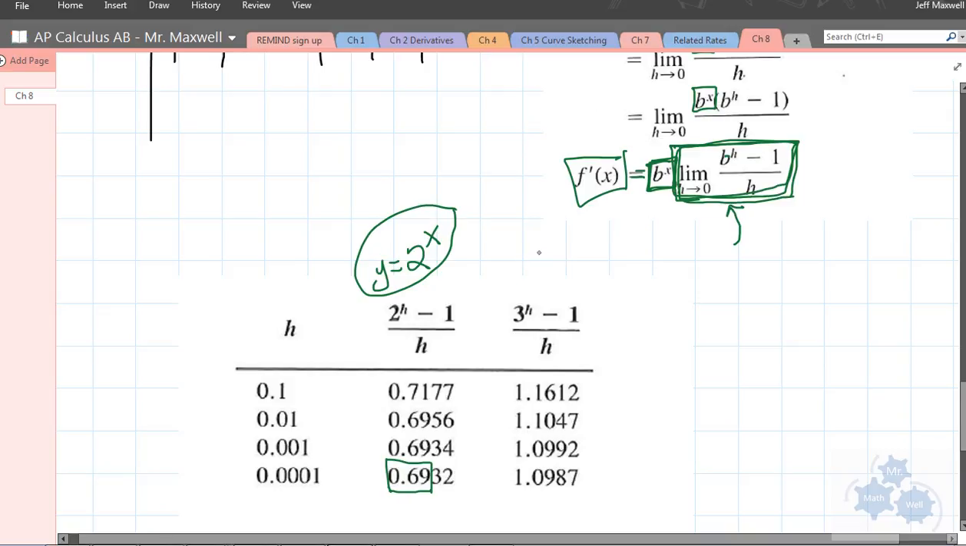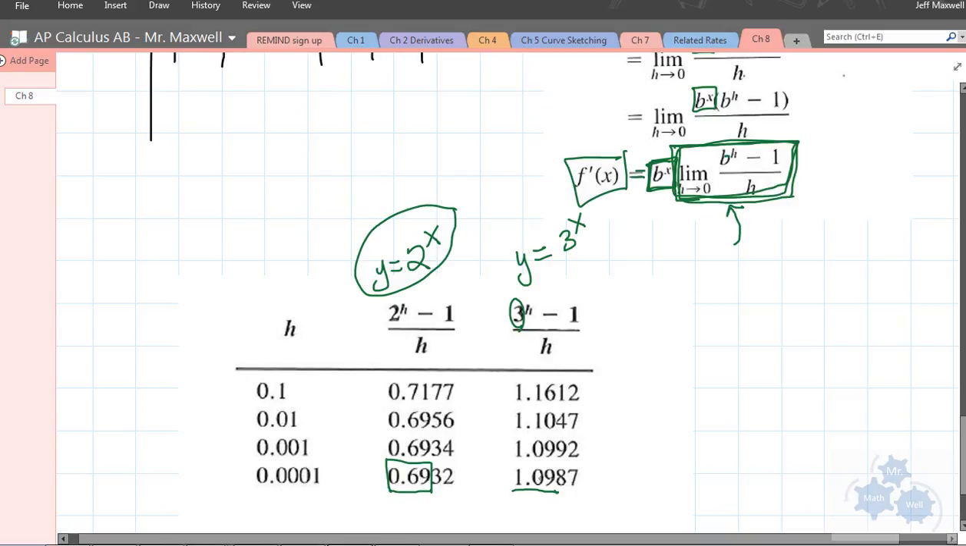If we try to find an expression for the derivative of y equals 3 to the power of x, we plug that base in there, and we let h get really, really small, this seems to approach what value? Pretty close to 1, right? Maybe 1.09, maybe.